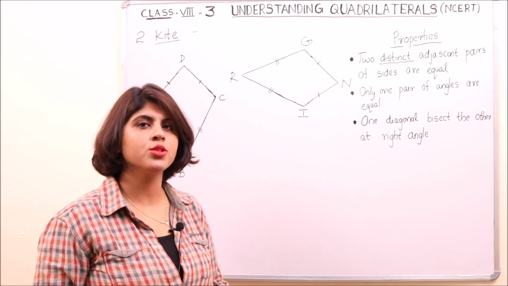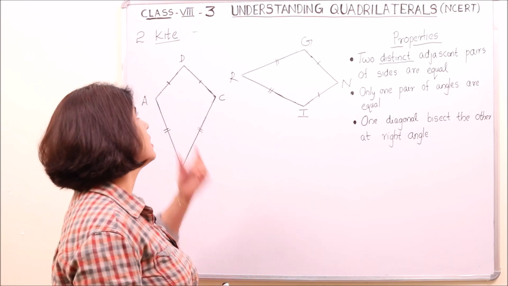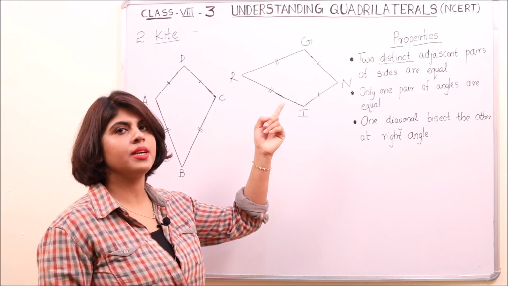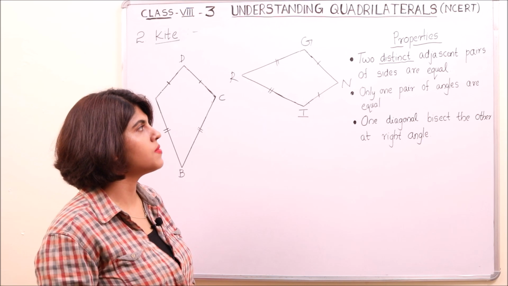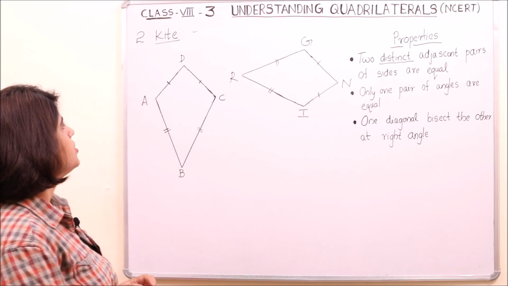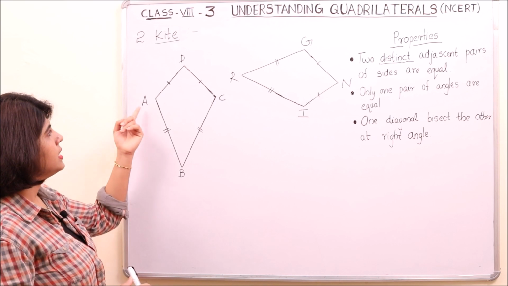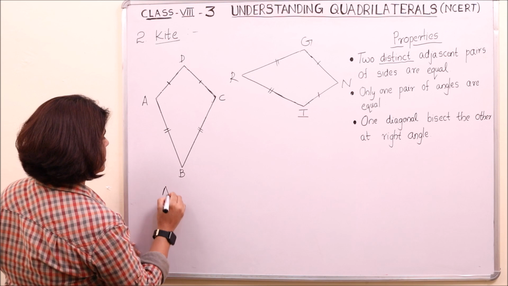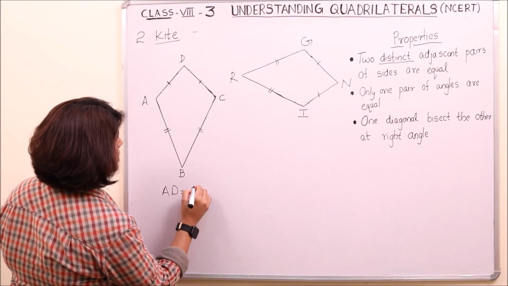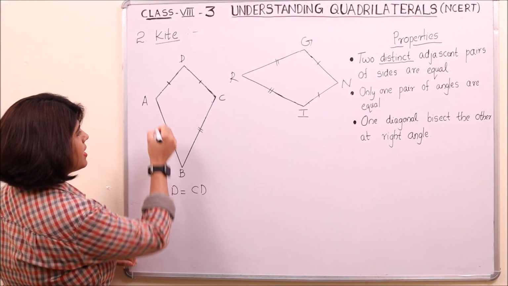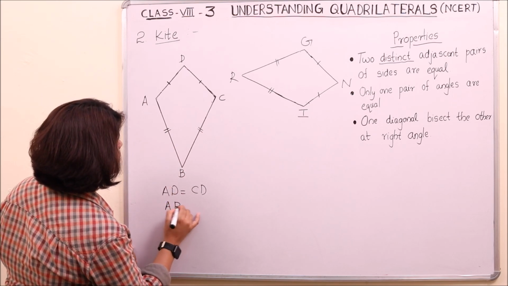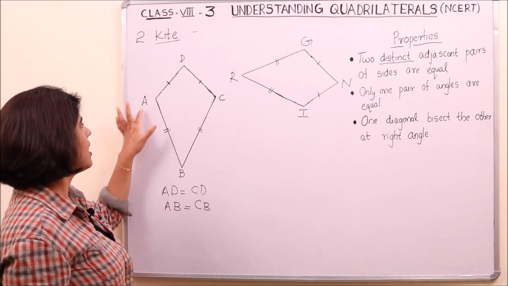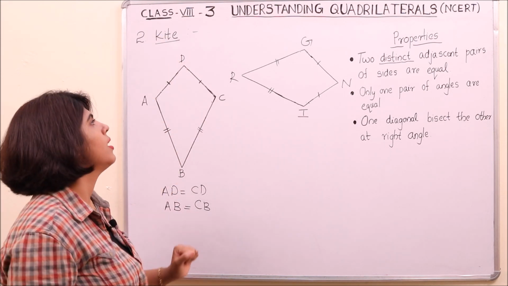Now we move on to the second kind of quadrilateral, that is the kite. These are the examples of a kite. Here the first property given is that two distinct adjacent pairs of sides are equal. In this kite ABCD, we can see AD equals CD, right? And AB equals CB. So these two sides are equal and these two sides are equal.